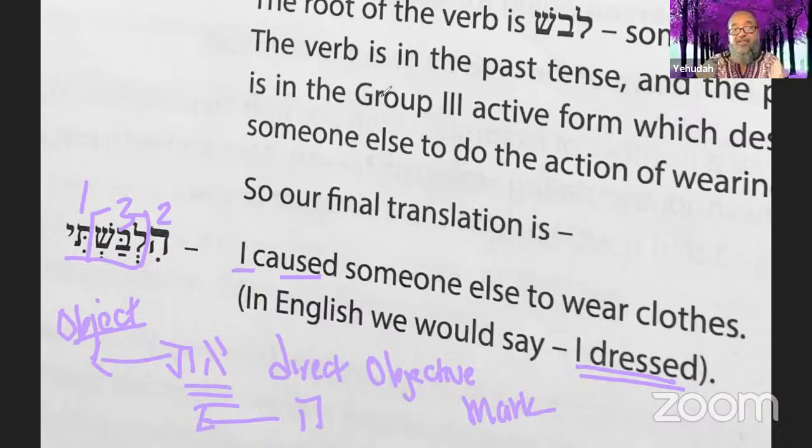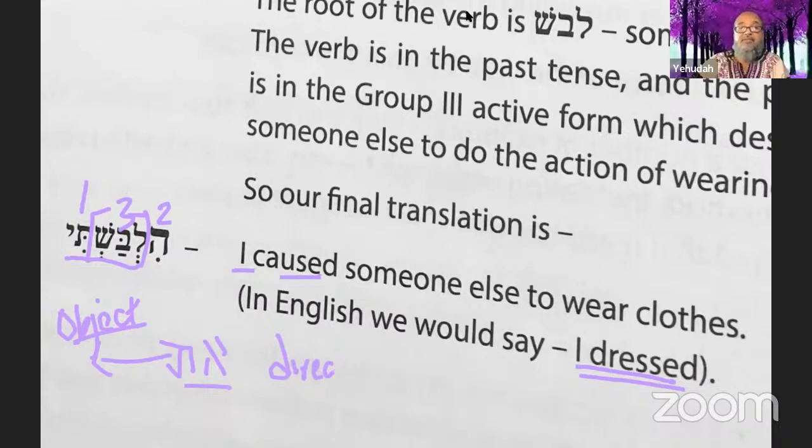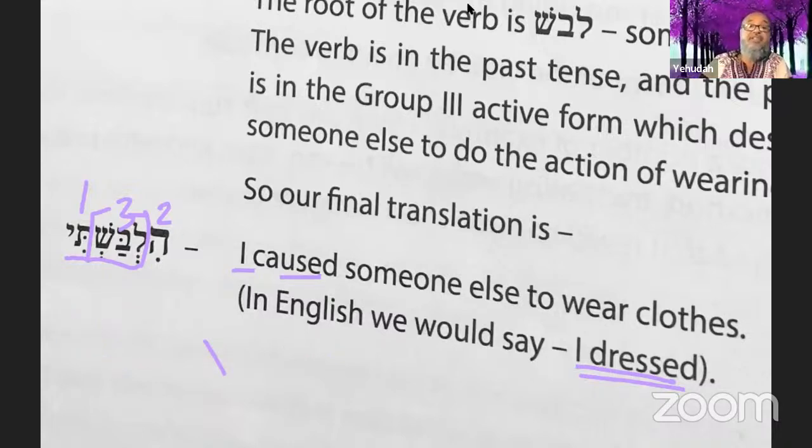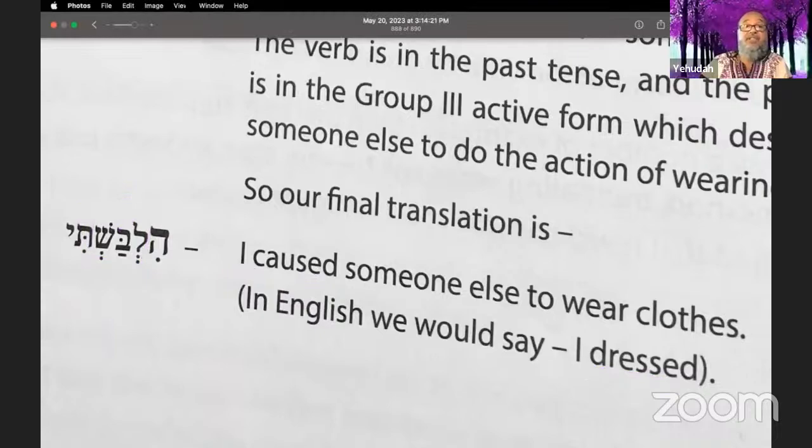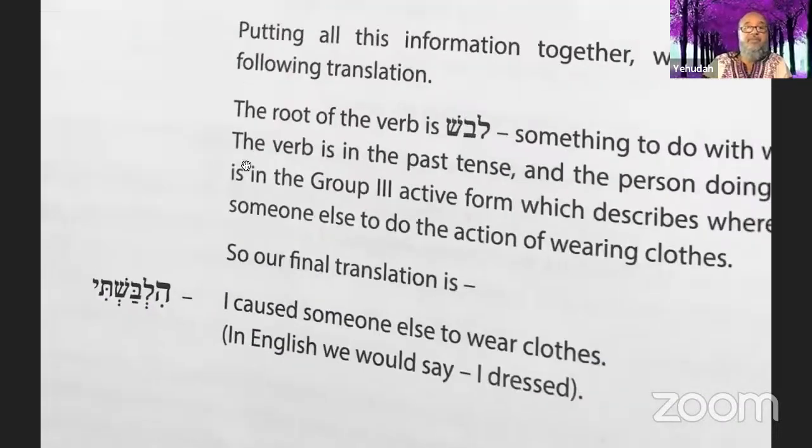So that's how you do that. Okay. So I caused someone else. If it was something you did to yourself, of course, it'd be a different identifying sign. It'll be a different type of marker on the front of it. All right.